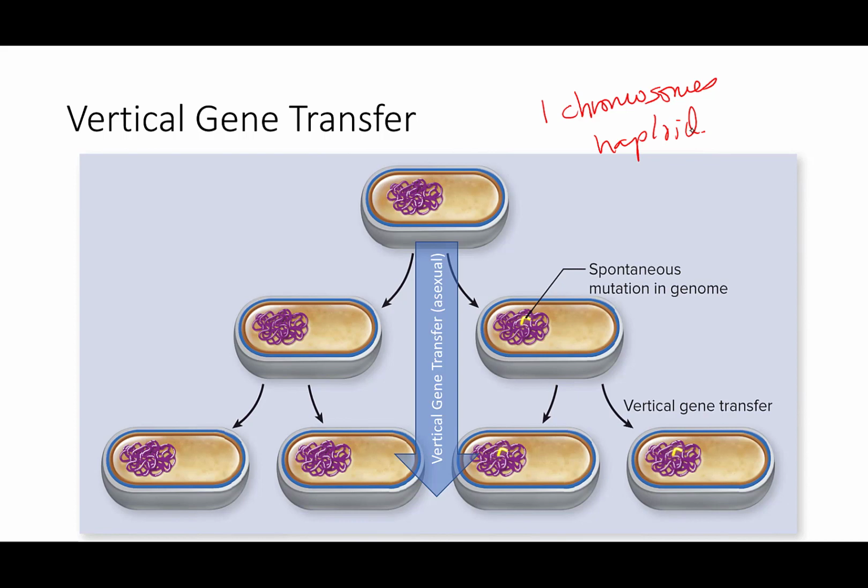In the case of prokaryotes, such as bacteria and archaea, these organisms can only reproduce asexually, so their vertical gene transfer will only be that of asexual reproduction. Since there's only 1 parent cell and there's no exchange of genetic information, the daughter cells will have the same genetic makeup as their parent cells, and thus they're going to be clones of each other.